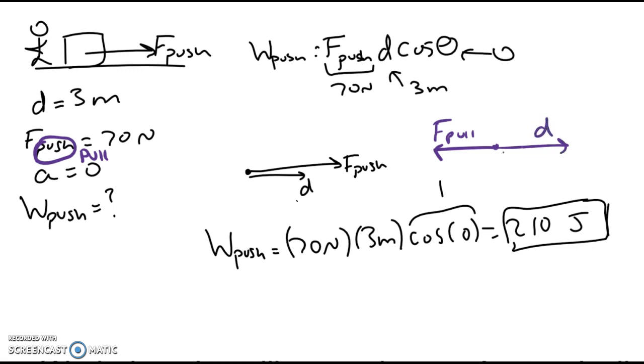So what's changed is our angle. Our angle here is now 180 degrees rather than 0 degrees because they're anti-parallel to each other. So cosine of 180 degrees is -1. When we plug into our formula, instead of cosine 0, we have cosine of 180, which becomes -1. So we get a negative 210 joules for the work done by the pulling. And having that negative sign is fine. That negative sign indicates that the quantity is just negative. It's below 0.